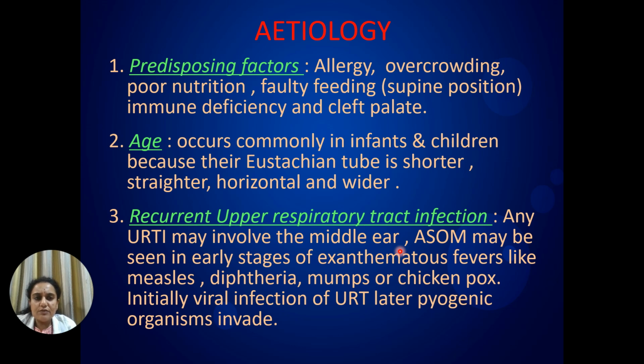It can occur in infants and children more commonly because when compared to adults, the eustachian tube in children is shorter, wider, horizontal, and straight. And recurrent upper respiratory tract infection is yet another cause for ASOM.